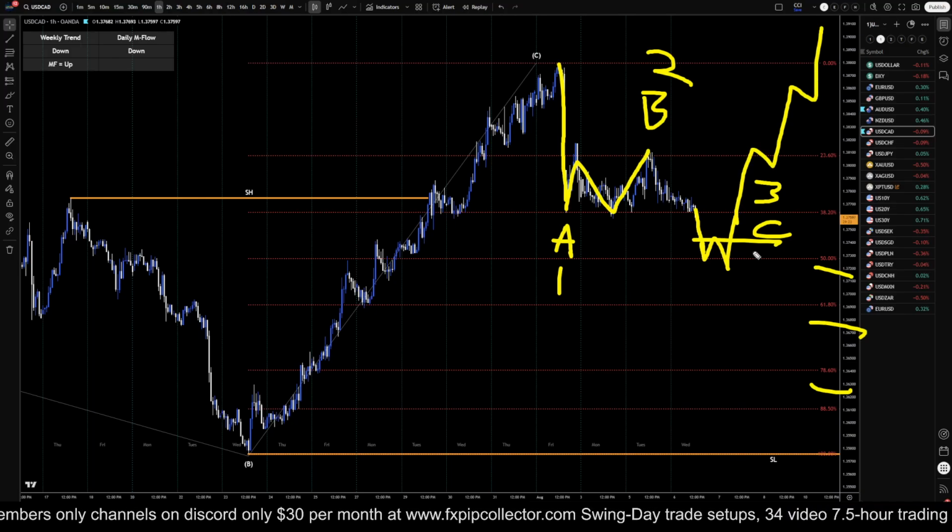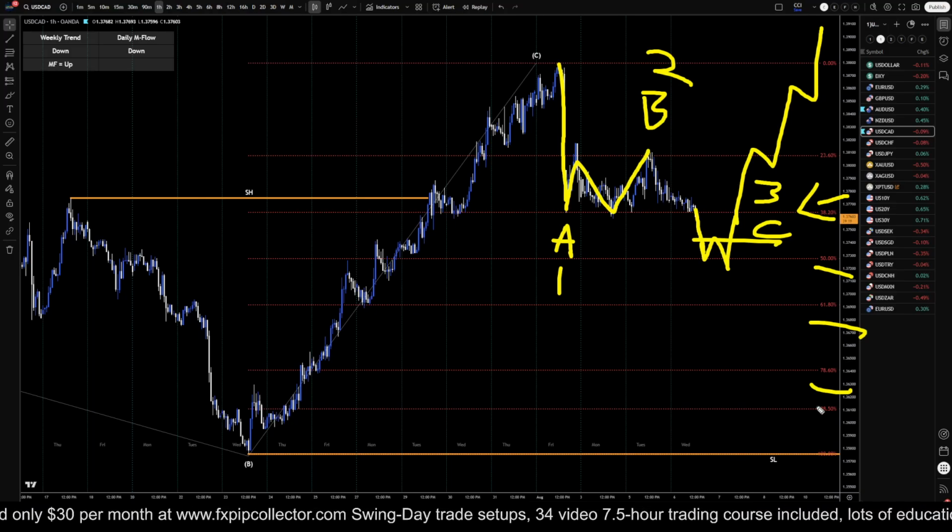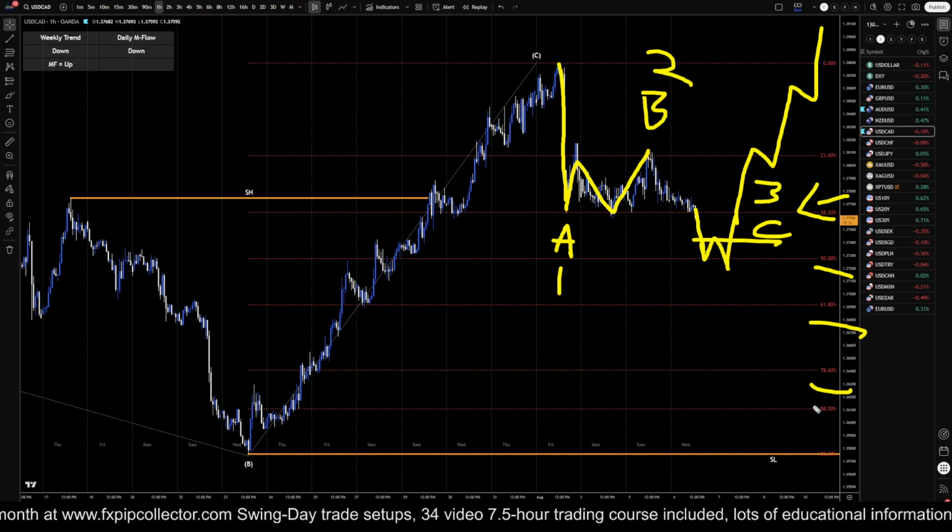So right now our job is to try to identify either the end of a wave C, or our job is to continue to look for shorts in this wave 3 if it just keeps on making lower lows and lower highs.